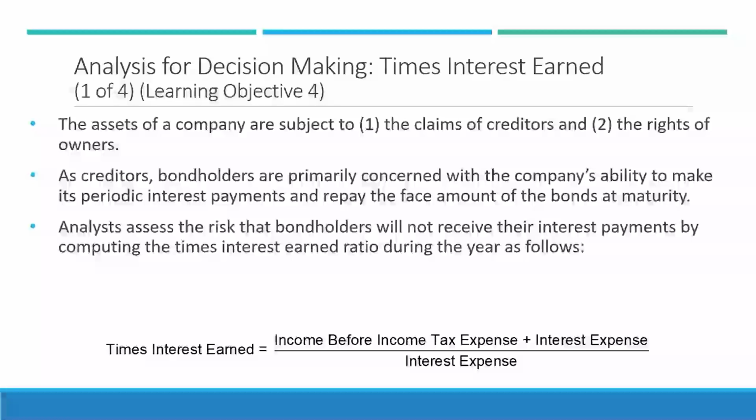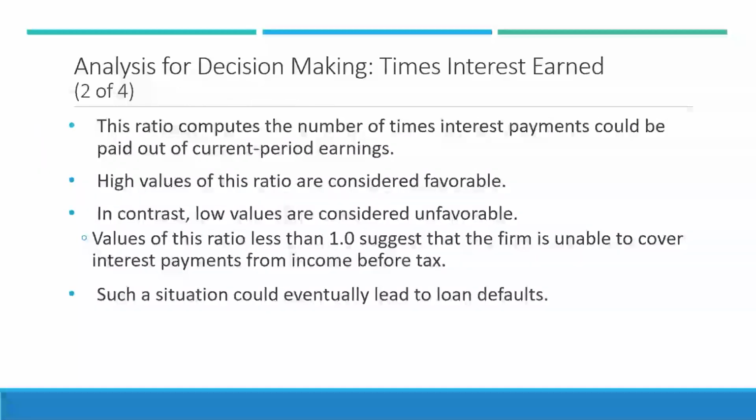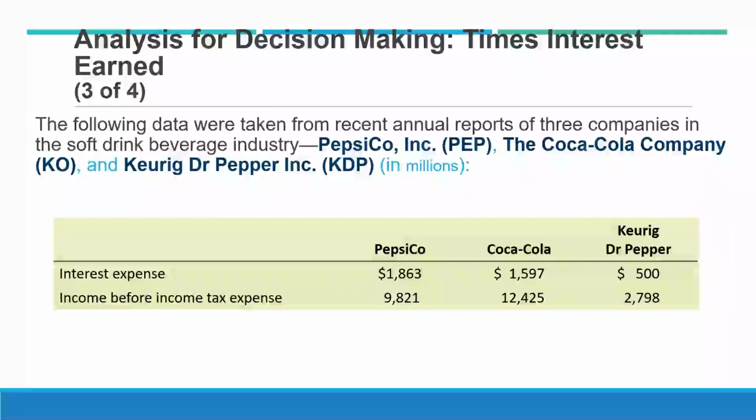When we do the income before income tax expense, because interest is tax deductible for corporations, we add back the interest expense because we want to calculate the profit before interest and taxes divided by the interest expense to know how many times the company has earned the interest, because the operating income of the business would be before interest and taxes.